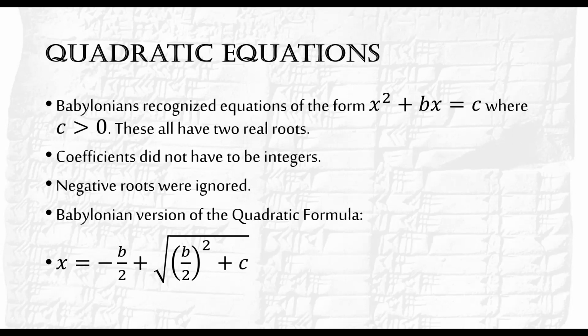The coefficients also did not have to be integers. So that means they can solve equations with a not equal to 1. But you'll notice that the coefficient of the x squared term does not appear, because if you allow b and c to be fractions, then you don't need a. This is their version of the quadratic formula: negative b over 2 plus the square root of b over 2 squared plus c. I leave it as an exercise to the reader to prove that this is equivalent to our quadratic formula. You said a equals 0, did you mean a not equal to 1? Equal to 1, sorry. No, okay, all right.